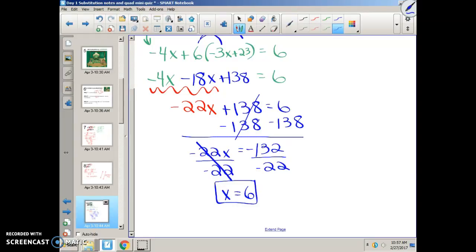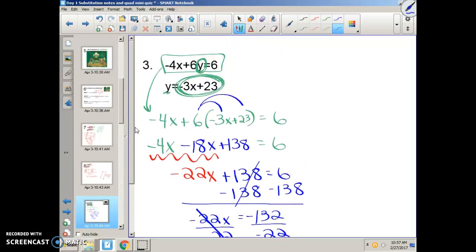Okay, now again, normally we're done. X equals 6. Woo, we finished. Okay, but we still have to solve for y. So I'm going to go back to this one, the one where y is already by itself. Don't pick one where y isn't by itself. You're making more work. Pick one where y is already by itself.